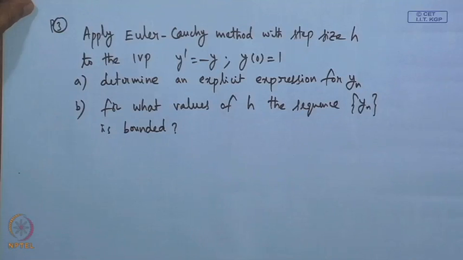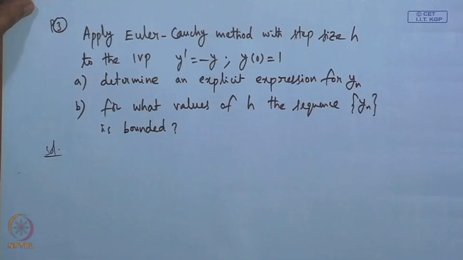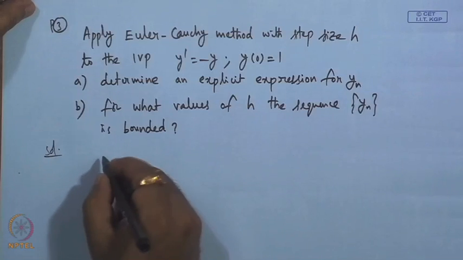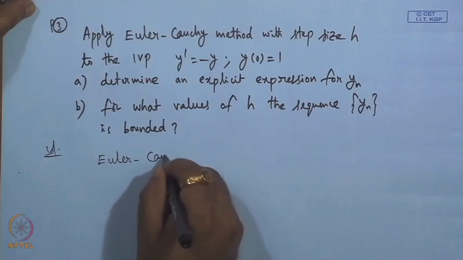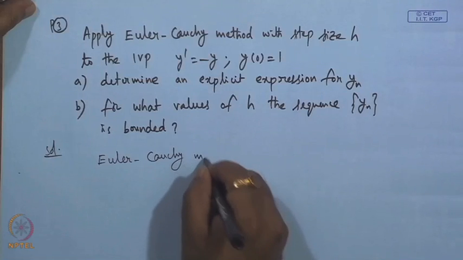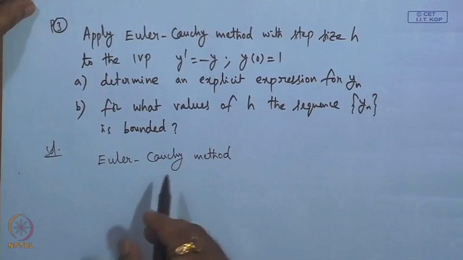Okay. So, how do we proceed? So, first let us write down the Euler-Cauchy method. Okay. Euler-Cauchy method.